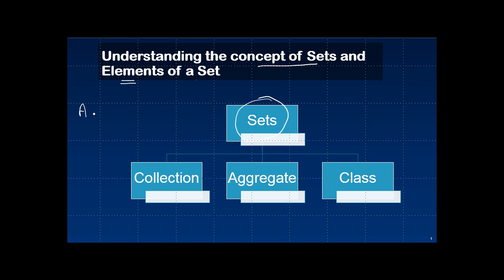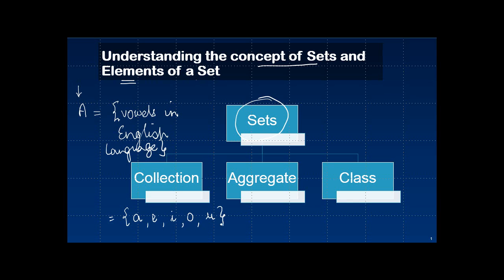Let's say, for example, if I say that there is a set called A, which consists of vowels in the English language. Now, what are the vowels in the English language? If I talk about the vowels in English language, we have A, E, I, O, and U. Right? Now, when we say that there is a set A, what is this?